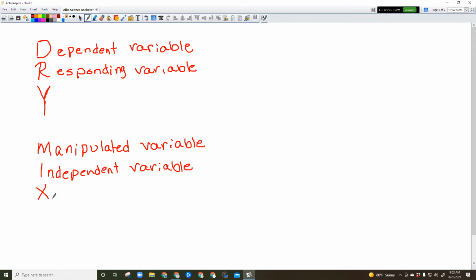All right, so the Y and the X, this is when you're graphing your data. The dependent variable always goes on the Y-axis, and the independent variable always goes on the X-axis.